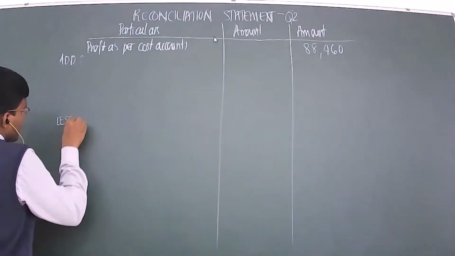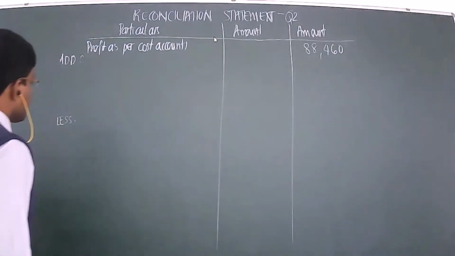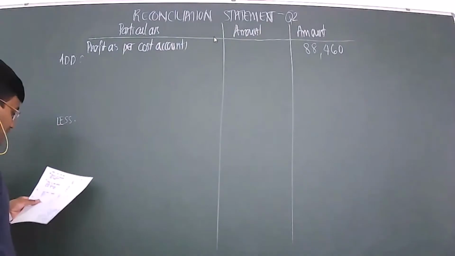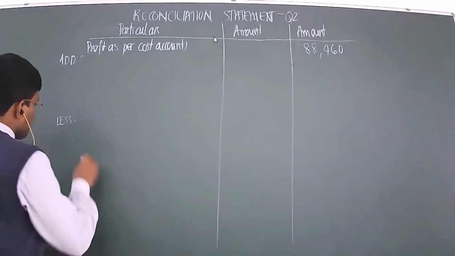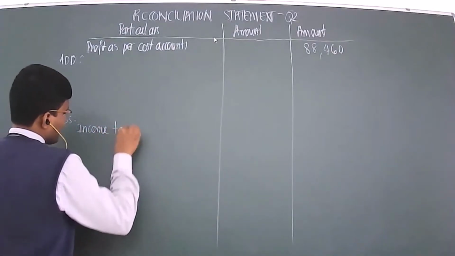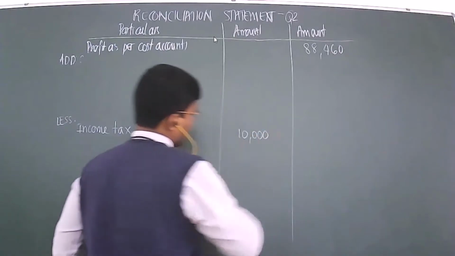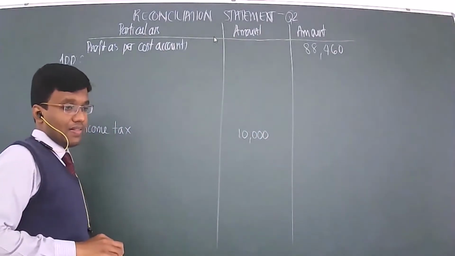The first is income tax. Income tax is a financial expense, and for this financial expense, do we add or do we subtract? We have to subtract. So the income tax amount is 10,000.